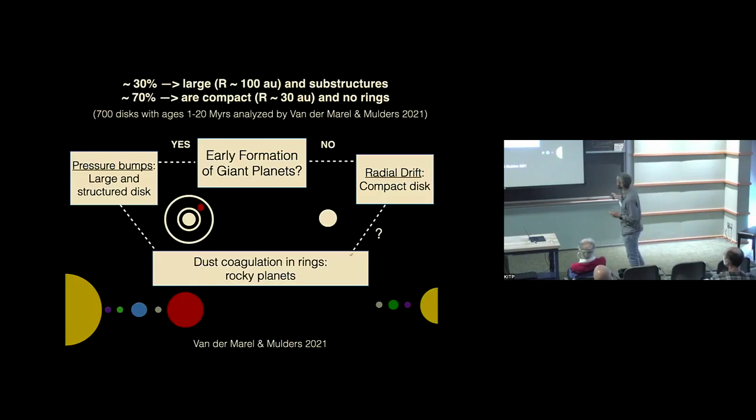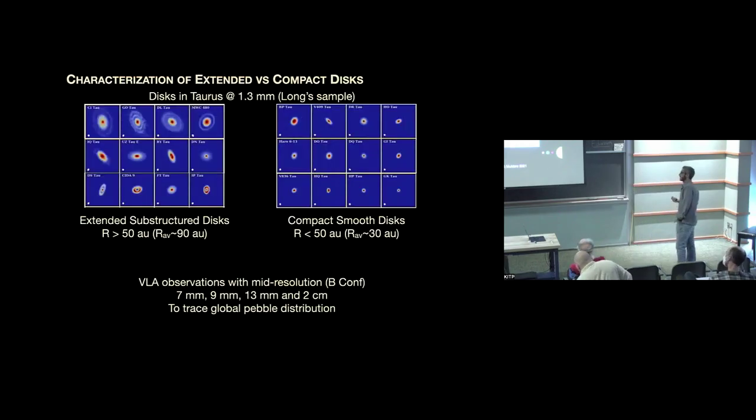And who knows what happens later? Maybe we have dust coagulation from some mechanism, and you will end with smaller planets, or who knows, no? If it is possible to form planets when you have a lot of radial drift, no? So with this in mind, we started this project.